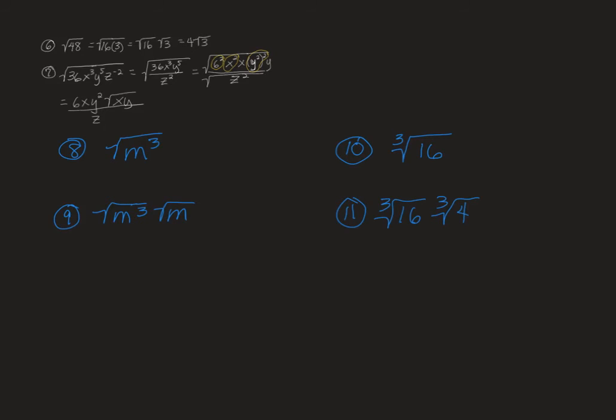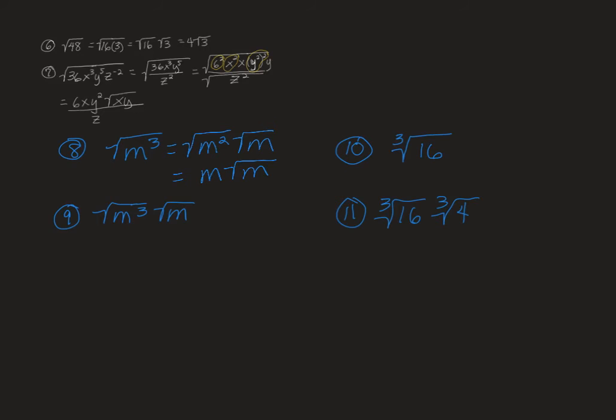Okay, to shorten the video a little bit, I've gone ahead and written out my next examples. We will start with number 8. We're looking at the square root of m cubed. If you remember, that's equal to the square root of m squared times the square root of m. Therefore, the square root of m squared is m, and we can't do anything with this square root of m that remains. So that would be our final answer for that one.